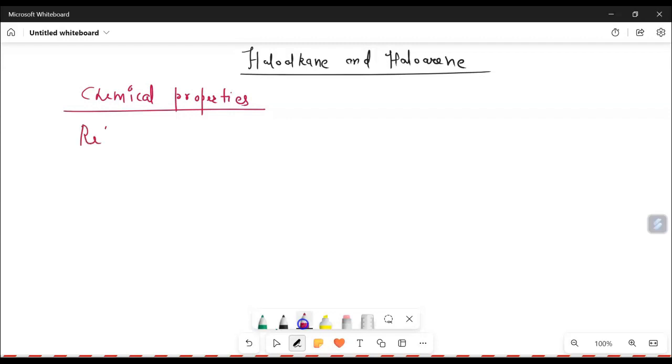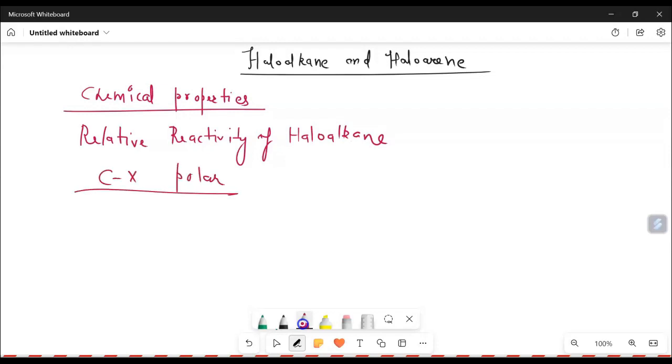So let's discuss about the relative reactivity of haloalkane, right? As you know, the C-X bond is a polar bond, and these are very reactive compounds because of that, on the basis of their electronegativity difference between carbon and halogen atom. There is an electronegativity difference between both of them.